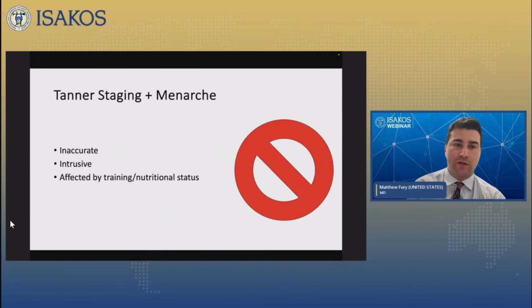Historically, we've also used secondary sexual characteristics, whether it's Tanner staging or onset of menses, and I would also offer that has limited role in the current algorithm today, because these methods are inaccurate, they're intrusive to this younger vulnerable population, and they can be affected by other factors, training and nutritional status.